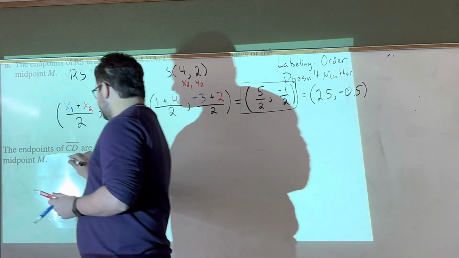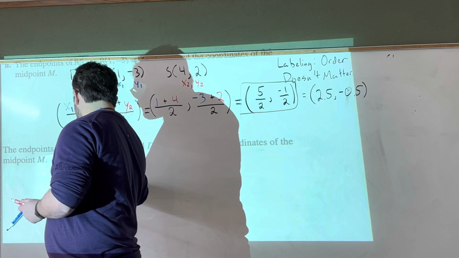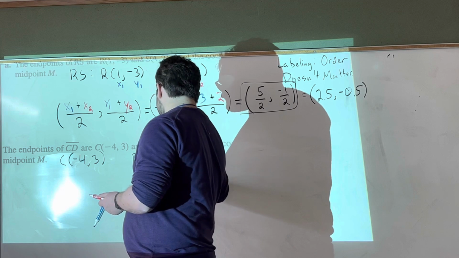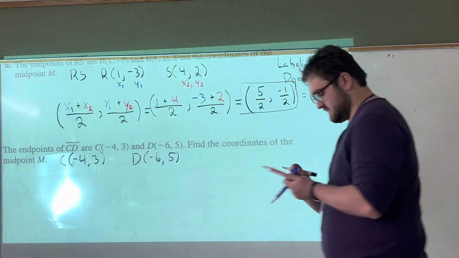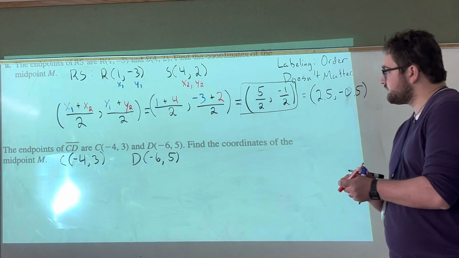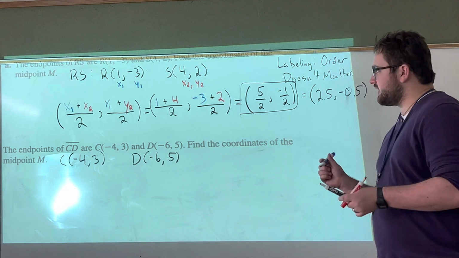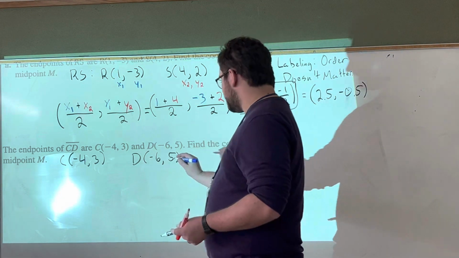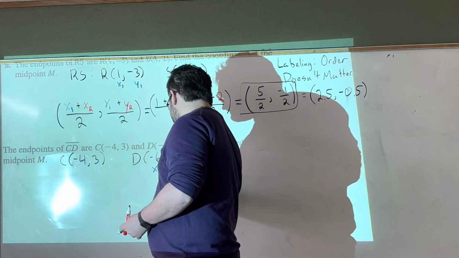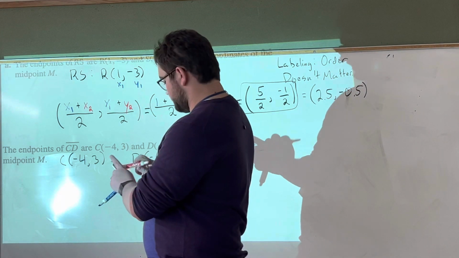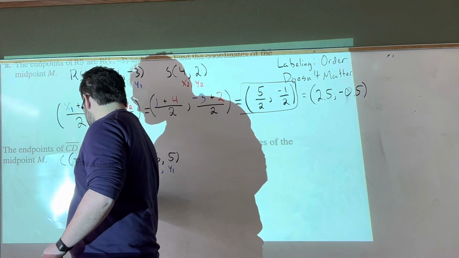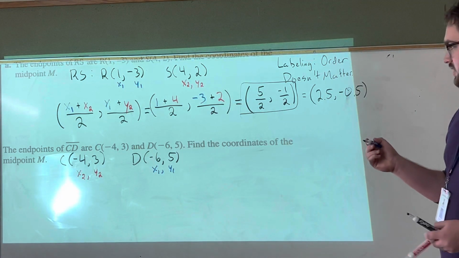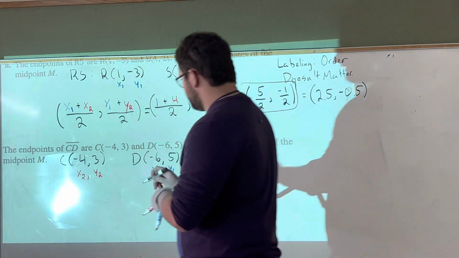We're given C as the point negative 4, 3, and we're given D as the point negative 6, 5. Just like before, we start by labeling our points as x1, y1, and x2, y2. So just to switch it up this time, we're going to call D x1, y1, and we are going to call C x2, y2.